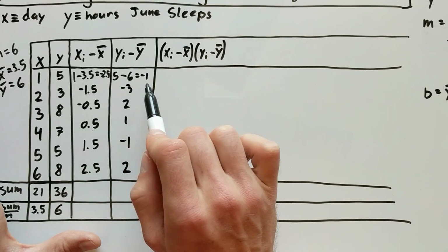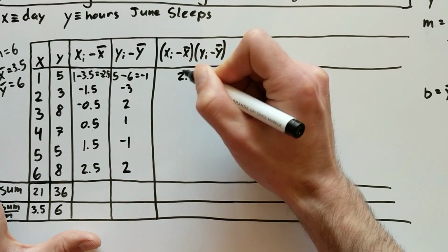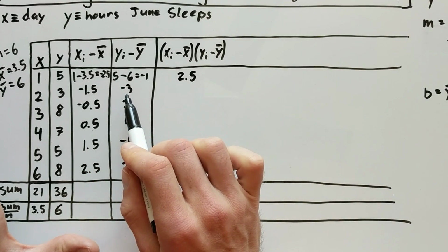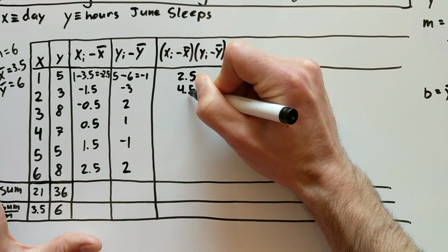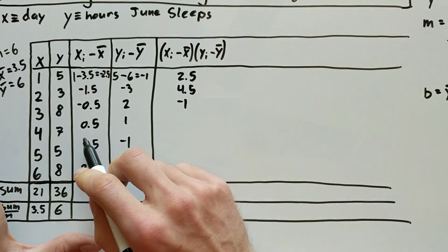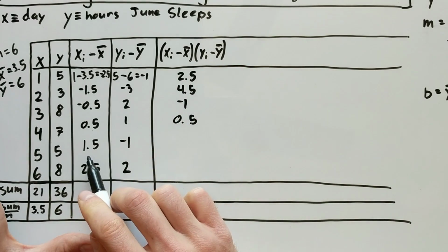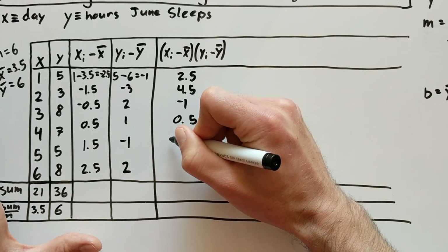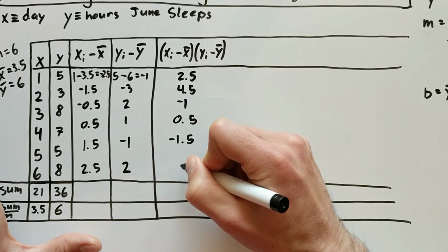Negative 2.5 times negative 1 gives us 2.5. Negative 1.5 times negative 3 gives us 4.5. Minus 0.5 times 2 is minus 1. 0.5 times 1, 0.5. 1.5 times negative 1, negative 1.5. 2.5 times 2, 5.